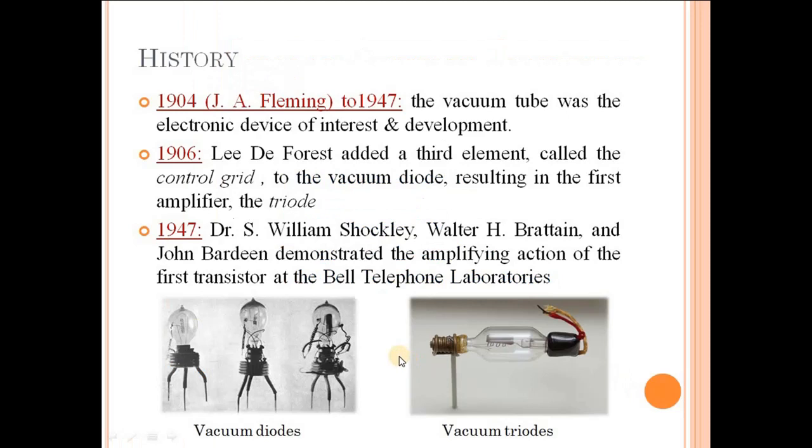BJT, the bipolar junction transistor, is a three terminal solid state device, and in this formation it was brought to us in the year 1947 by three scientists working in the Bell Laboratories, and those scientists were Dr. William Shockley, Walter H. Brattain, and John Bardeen. In the year 1947, they demonstrated the amplifying action of the transistor. Later on, these were improved, and the version of the BJT that we are using nowadays is a much improved version of what was demonstrated in 1947.